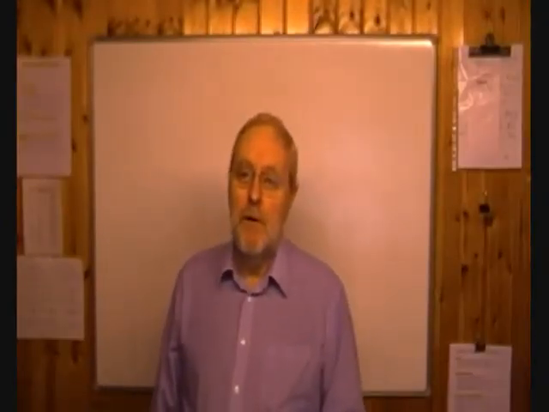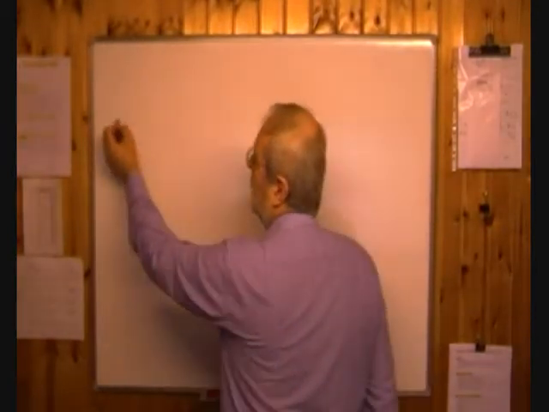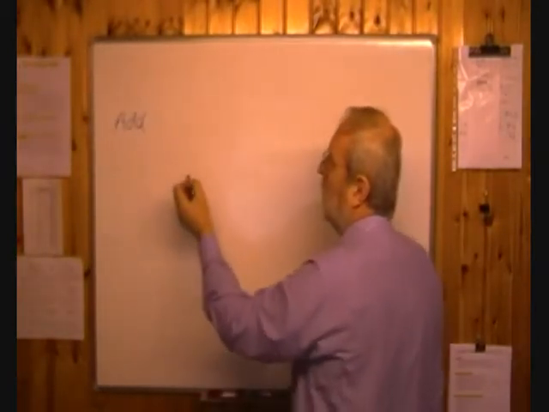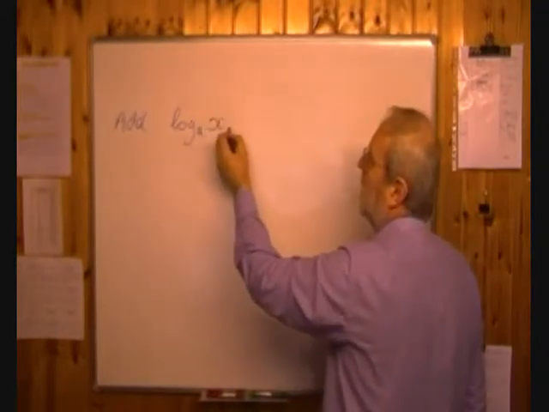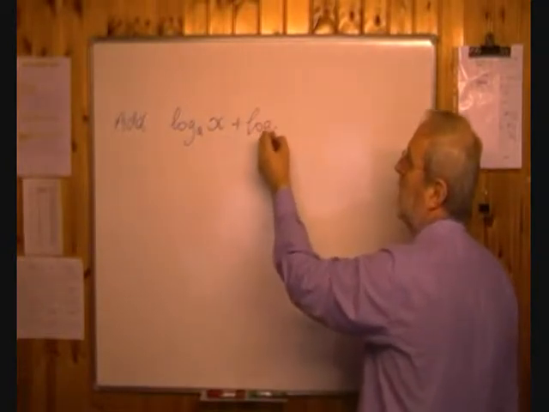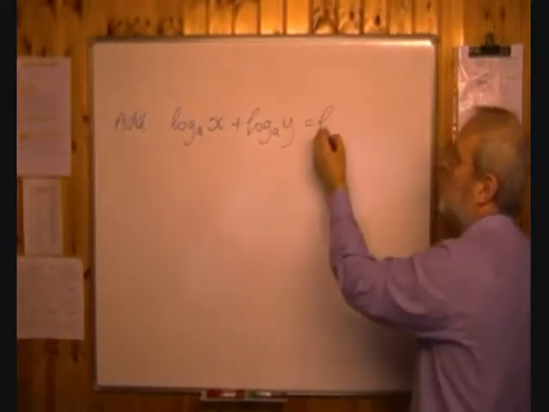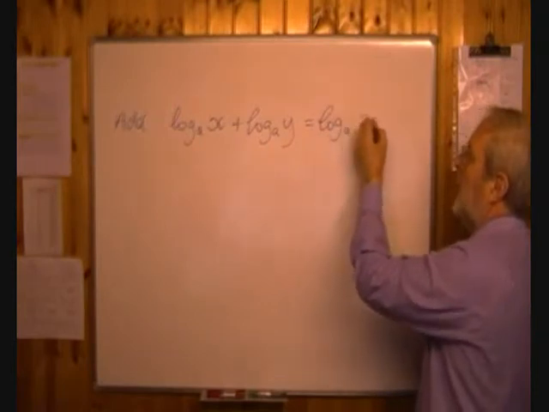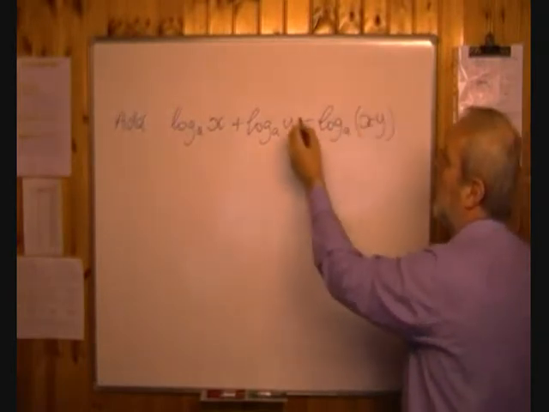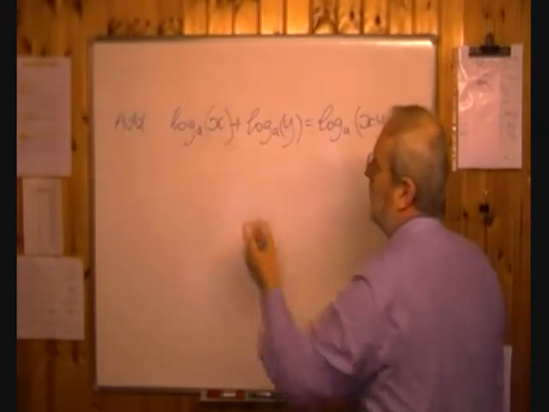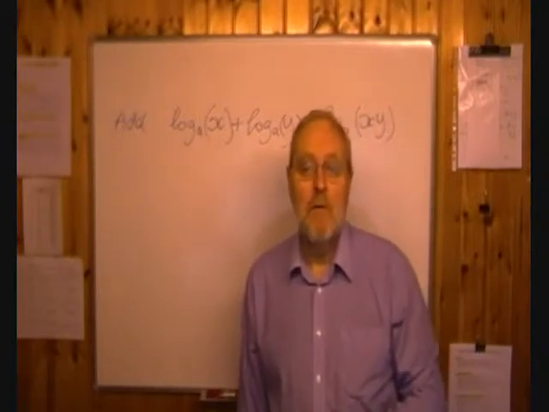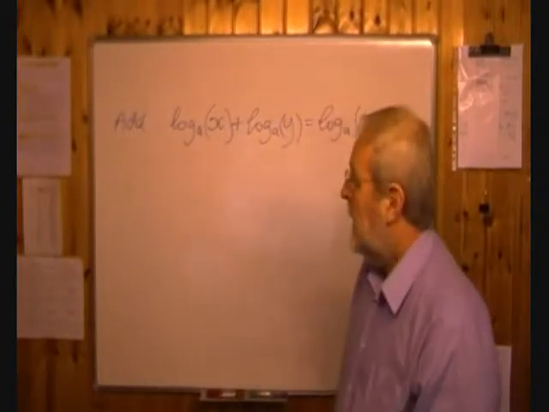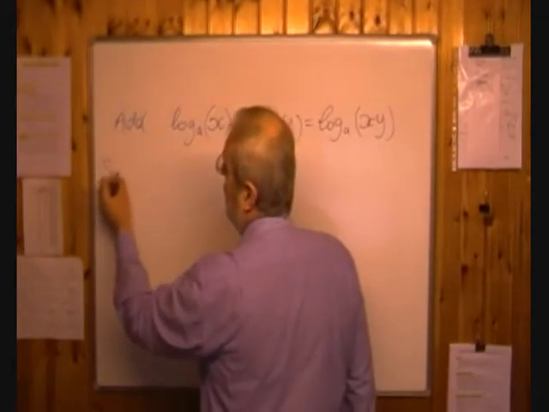There are three main rules as to how we manipulate logarithms. The first is the addition rule, which gives us that log to the base a of (x) plus log to the base a of (y) is equal to log to the base a of (x times y). Now I'm putting the arguments of the log functions in brackets because modern calculators do require, for accuracy, for you to do that.